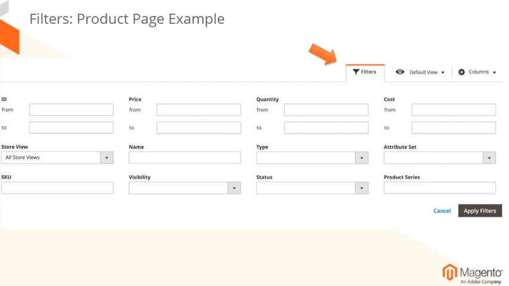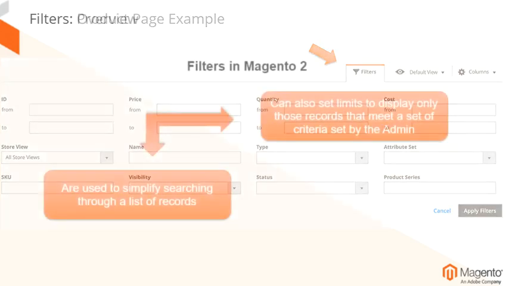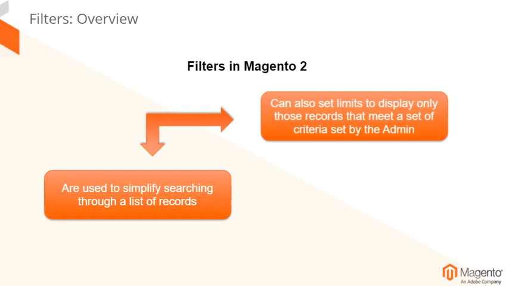As filters are UI components, a list of available filters can be found in definition.xml. Filters are used to simplify searching through a list of records. They can also set limits to display only those records that meet a set of criteria set by the admin.